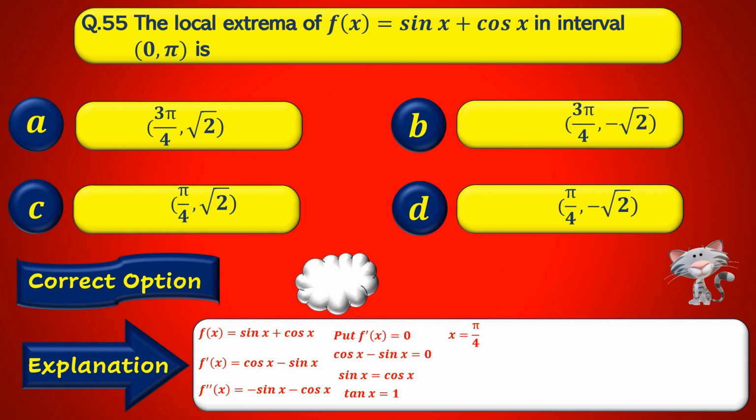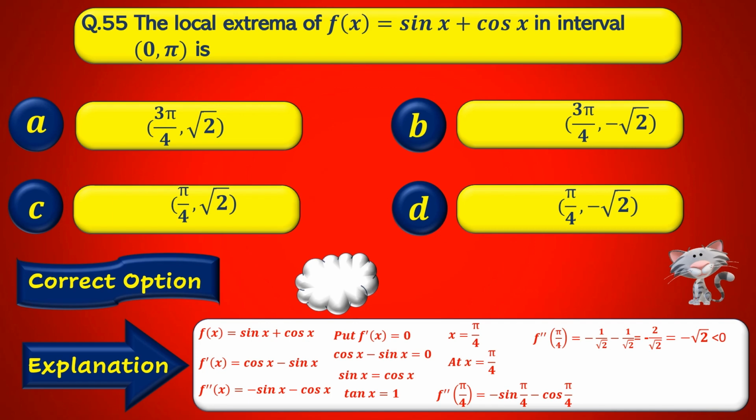Since the interval is 0 to pi, the quadrants are first and second, and since tangent x is positive, therefore the value of x will be in the first quadrant. So x is equal to pi by 4. Now we put x is equal to pi by 4 in the double derivative, and we get f double dash pi by 4 is equal to minus square root of 2, which is less than 0. That is, the double derivative at pi by 4 is less than 0.